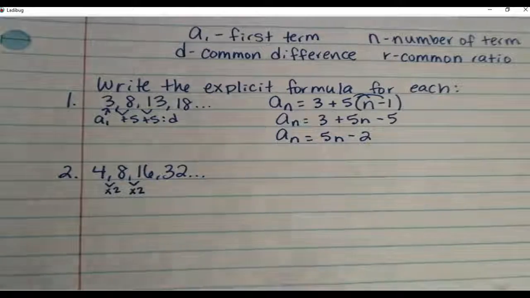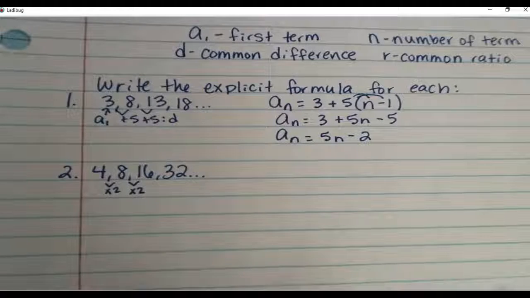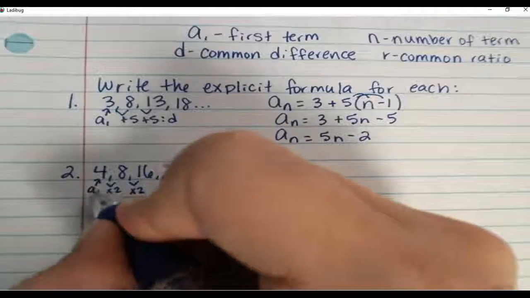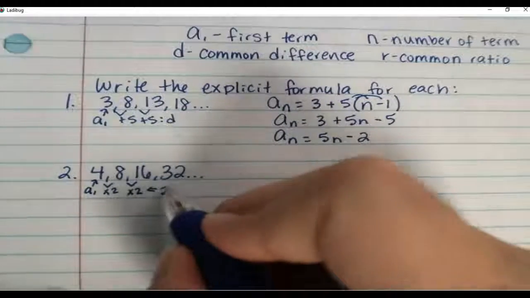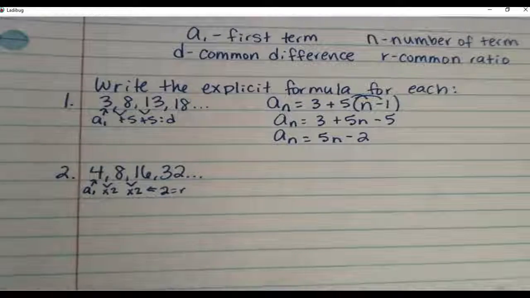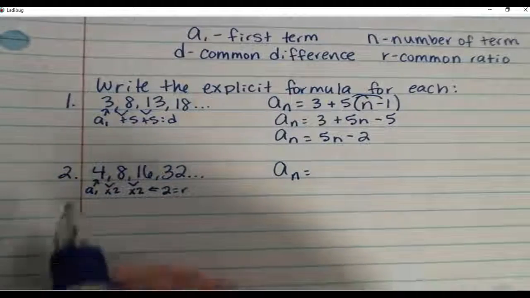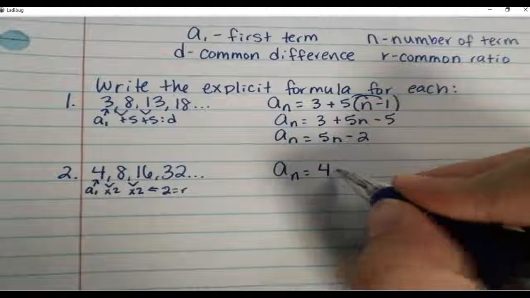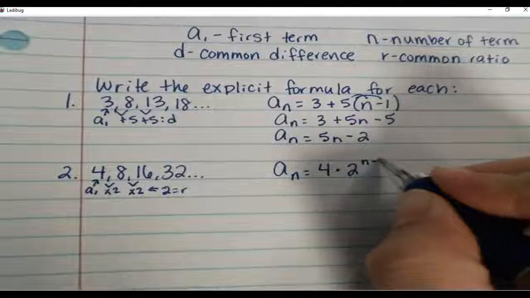So again, we're just wanting to write the formula. We're not finding a specific term. So we still leave an and n as our variables. So we need a1. What's our a1? 4. And then our common ratio is 2. So that's what's happening each time. So then we plug it in. So an equals a1, which is 4, times our r, which is 2, to the n minus 1.